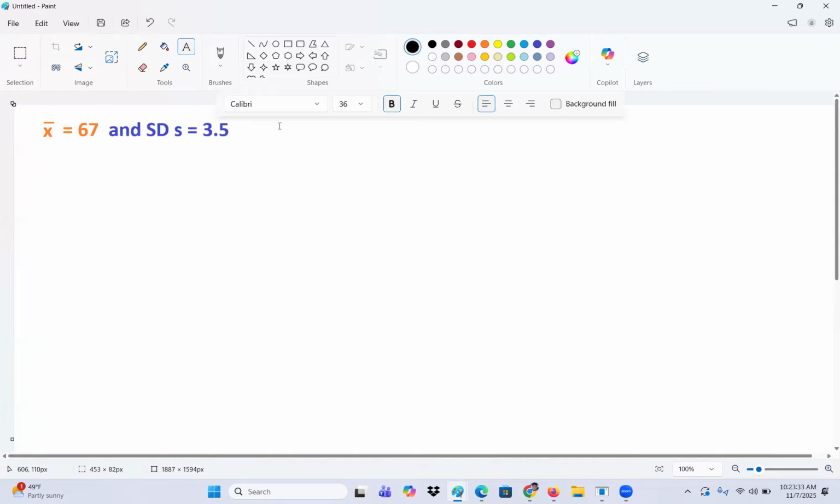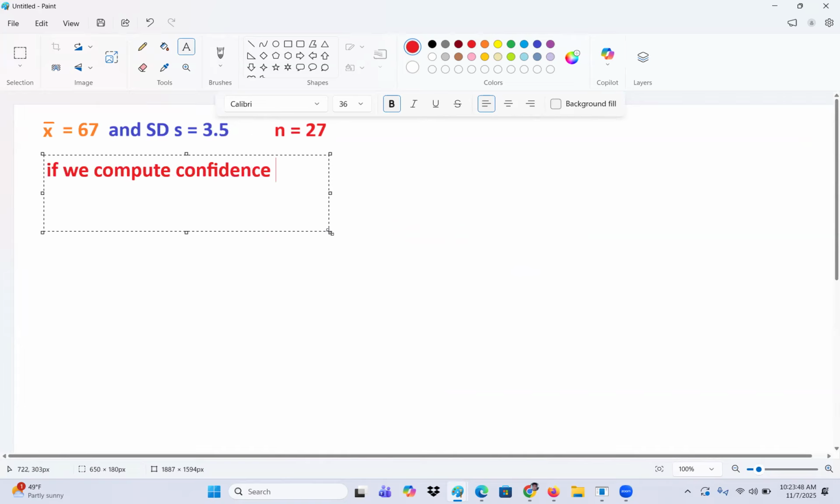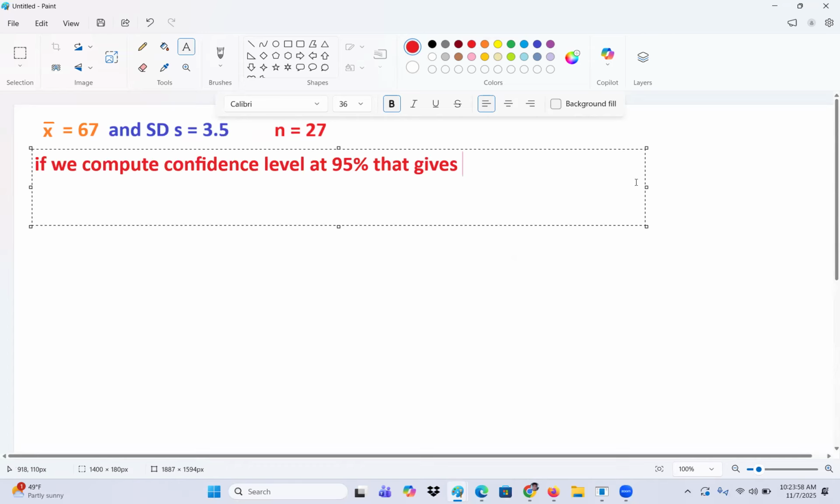And then we have like n equal to 27, for example. So if we compute the confidence level at 99% or 95%, something like that, that gives the average mean for the entire campus, let's say, between 62 up to 72 or something like that, right? Okay.